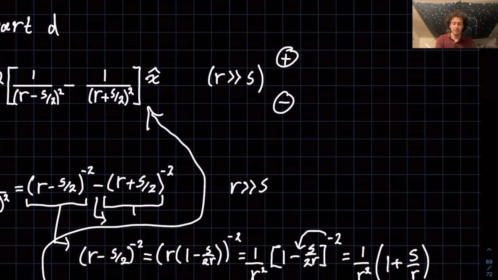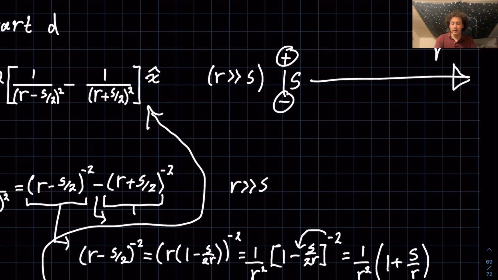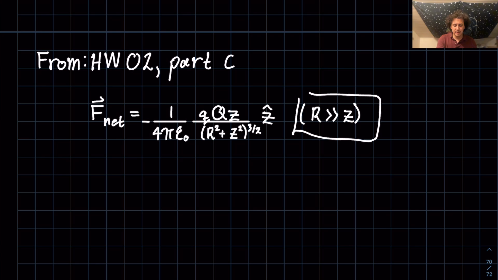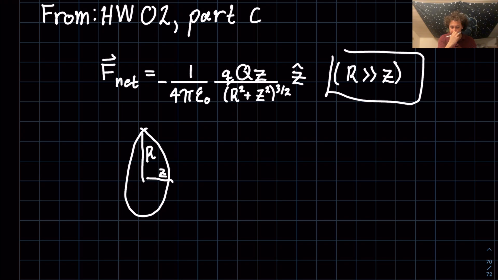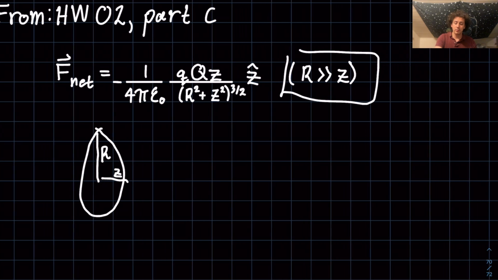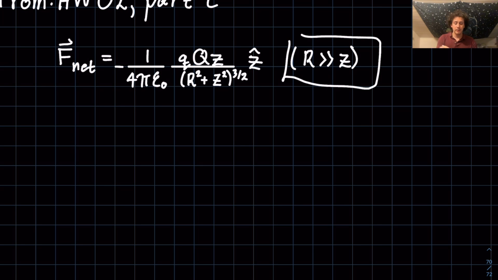The one further up came from a plus and a minus, and we have a distance s between them, and we're going really far out, a really far out distance r. Whereas this one comes from a ring, and we have some distance z away, and the radius of this thing is r. That's where this force equation is coming from, this integrated charge loop. And so if we're really close to the center of it, z is going to be really small, so we're going to get some good approximations for this with the binomial theorem.